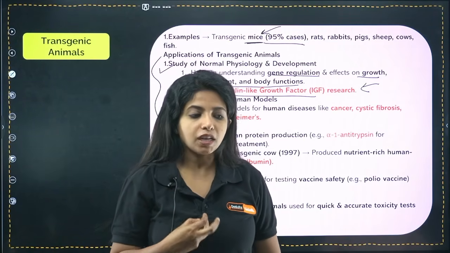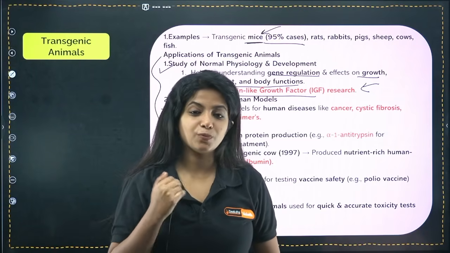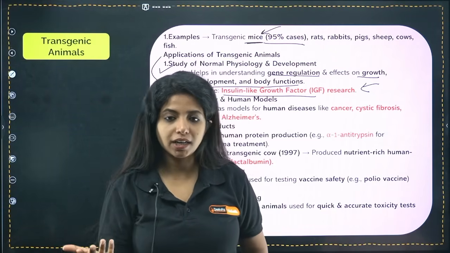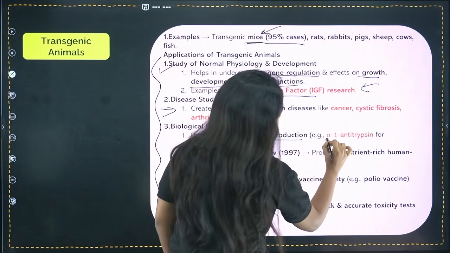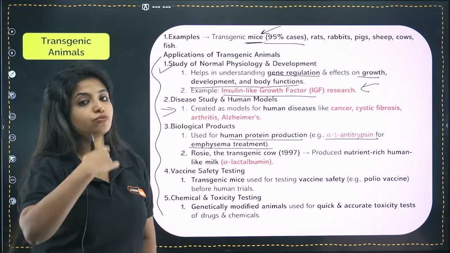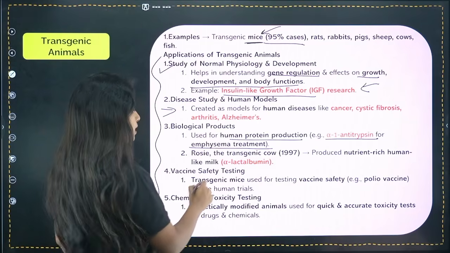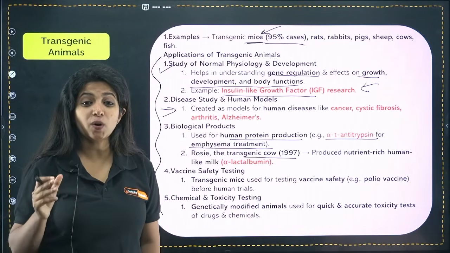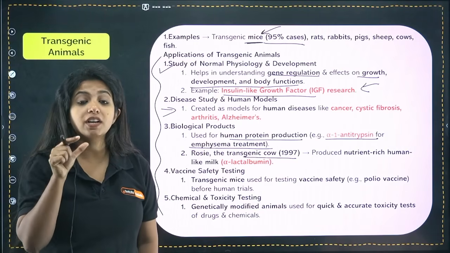Now, if I want to produce this protein in large amounts, obviously I cannot tell my body to produce it. What I can do is take the gene and put it in some organism and let it produce it, right? Similarly, that has been done. Alpha-1 antitrypsin for emphysema treatment has been produced using transgenic organisms. Second thing, Rosie, the transgenic cow. Why do you call a cow a transgenic cow? It also has undergone genetic modification.